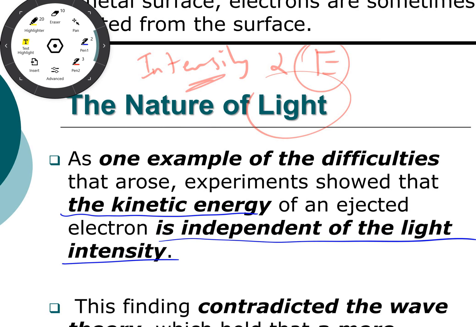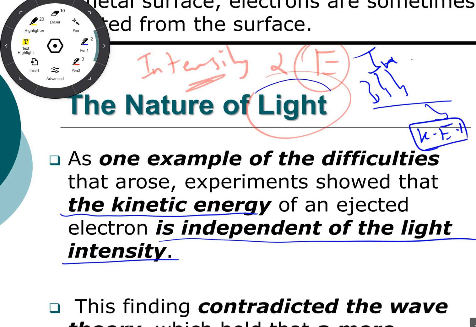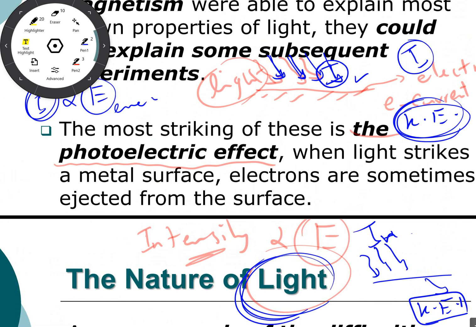So whatever the intensity of the light, we always have the same kinetic energy of emitted electrons. This means, if we assume that the light is a wave, we can't explain the idea of photoelectric effect.